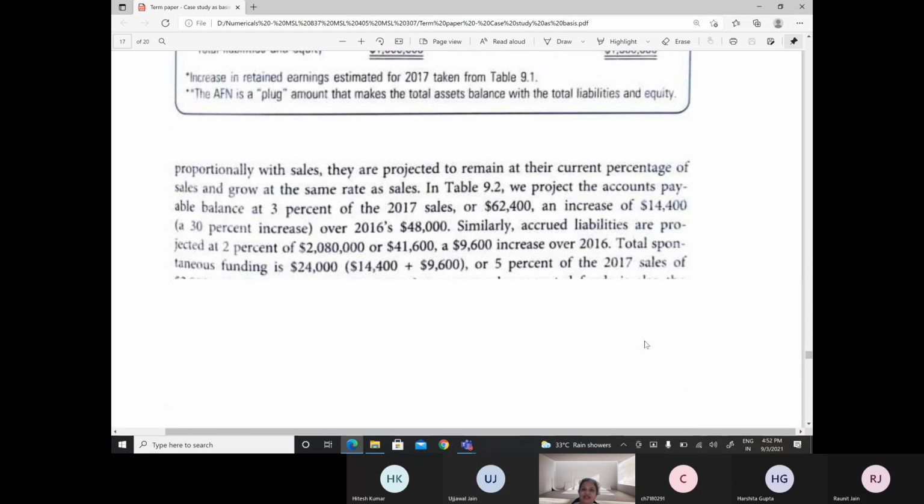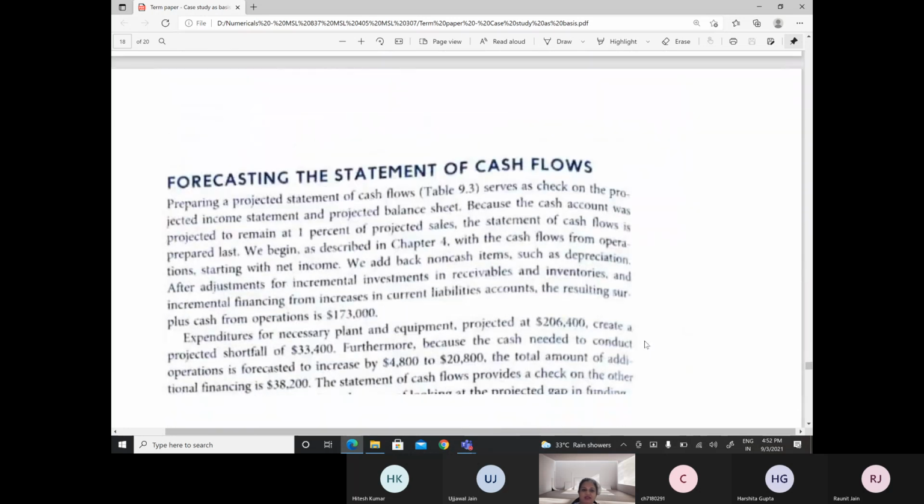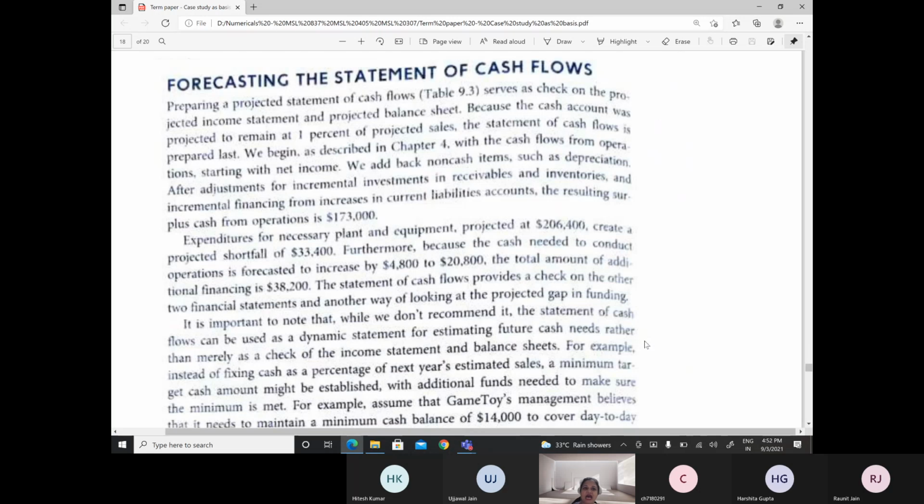So here we are trying to just link all of the concepts that you have done separately into one aspect. Okay. Now finally we come to the forecasting of the statement of cash flows. Preparing a projected statement of cash flows serves as a check on the projected income statement and projected balance sheet. Because the cash account was projected to remain at 1% of projected sales, the statement of cash flows is prepared at the end. And always do that. Always prepare your cash flow statement at the end, because you can draw from the income statement and balance sheet, and then making the cash flow statement will become very, very easy.